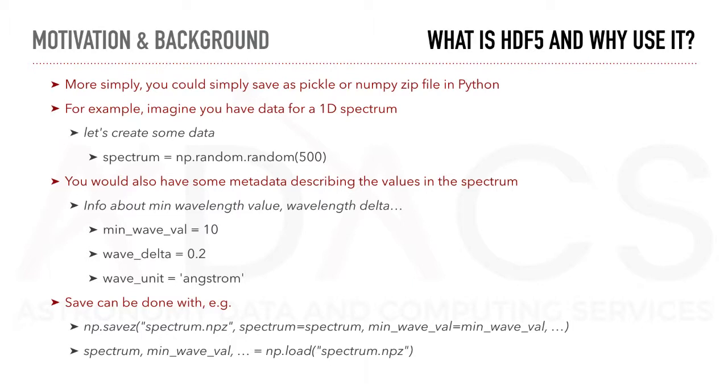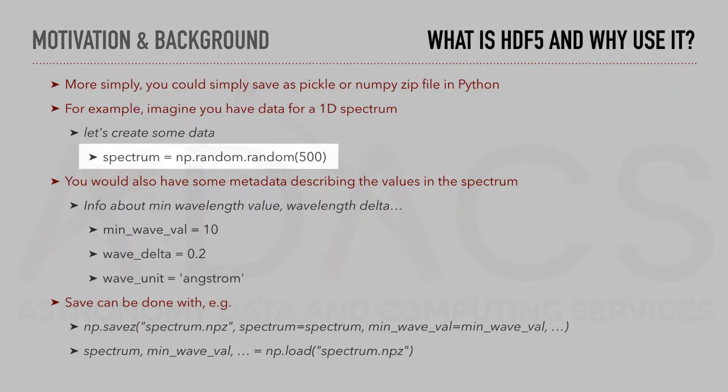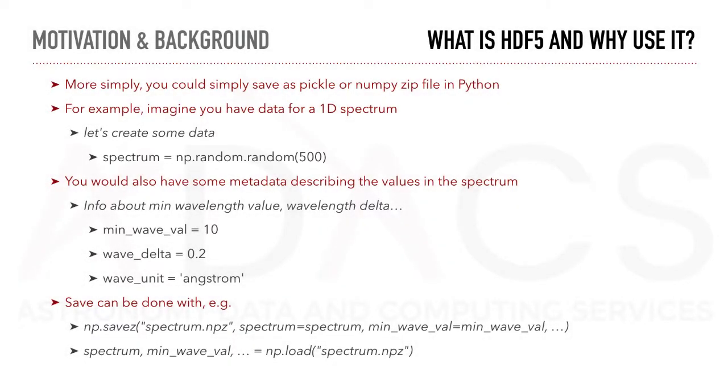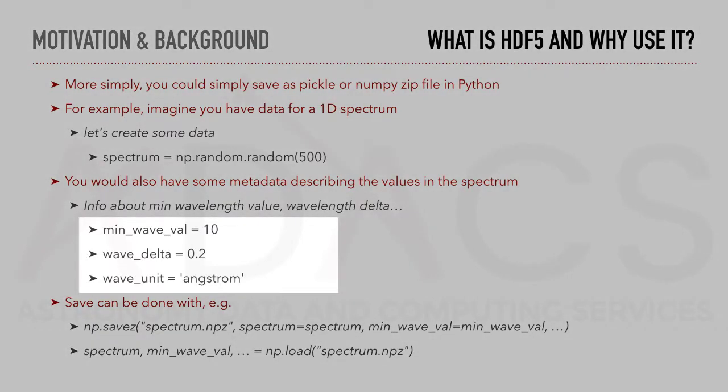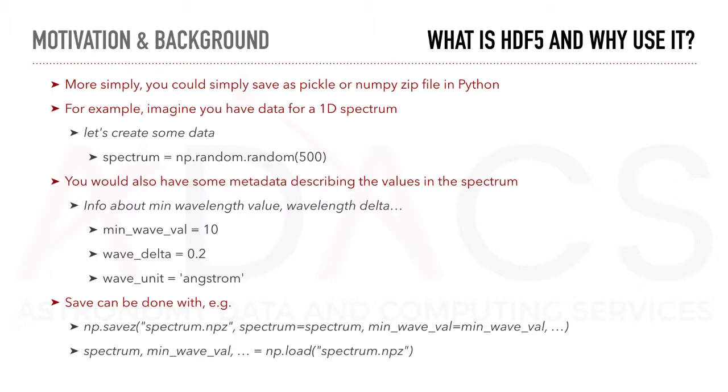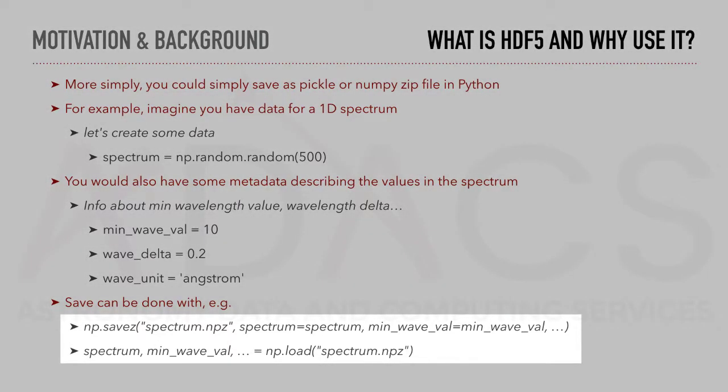Let's consider the following example. Say you have a 1D spectrum, which here I create using a random NumPy array. To be able to interpret this spectrum, we would need some metadata such as the minimum wavelength value, the delta increment, and the unit. To store all of this together using NumPy, we could save our variables using the savez function, and at a later time, load it again into several variables.